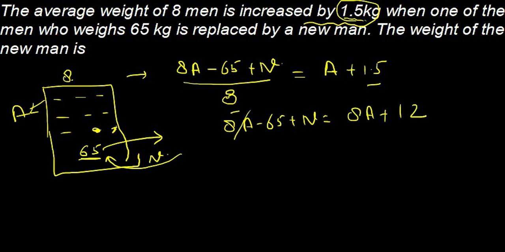Cancel 8A from 8A. So what will be the weight of the new person? 65 plus 12, and that is going to be what? 77. So what was the weight of the new person who came? 77. Okay.